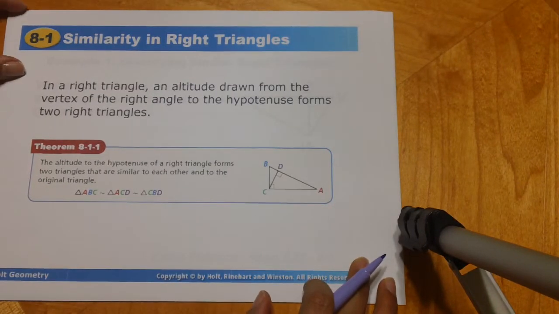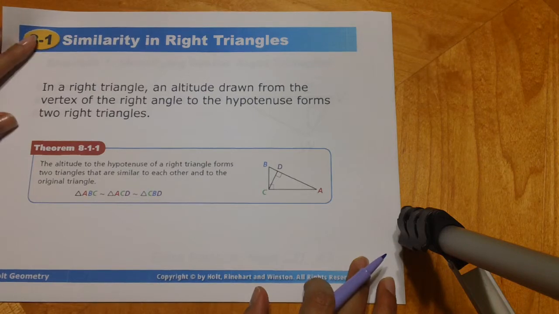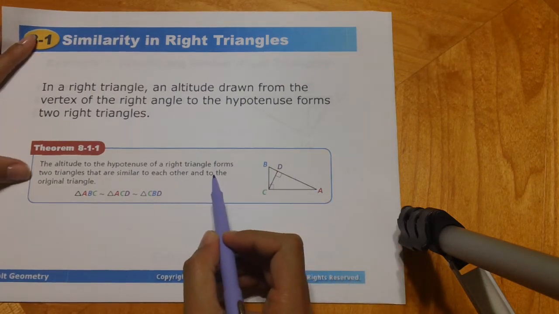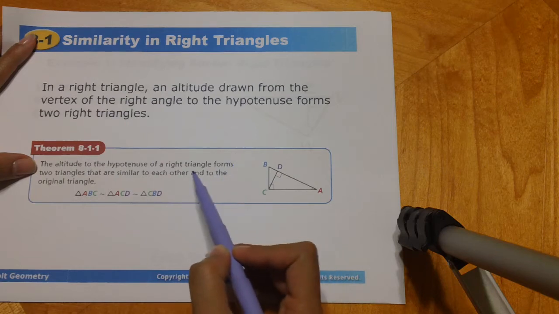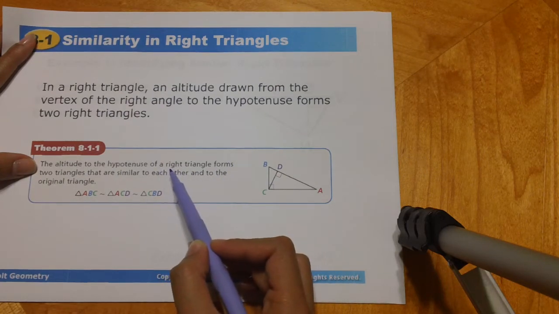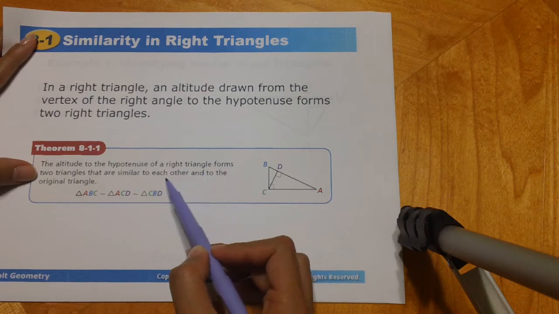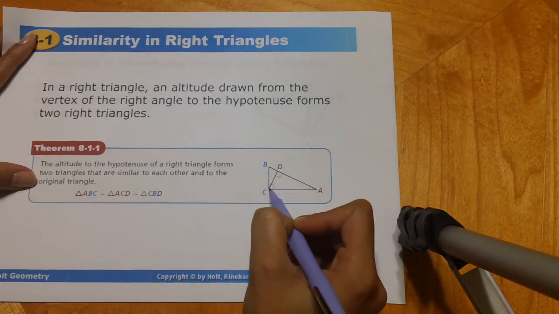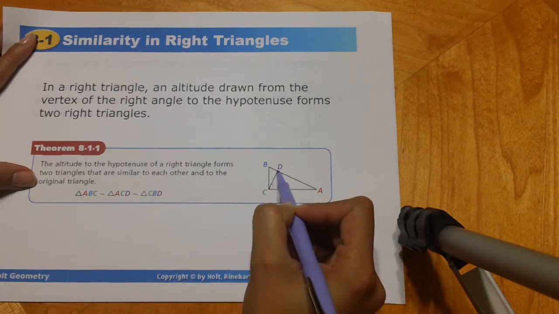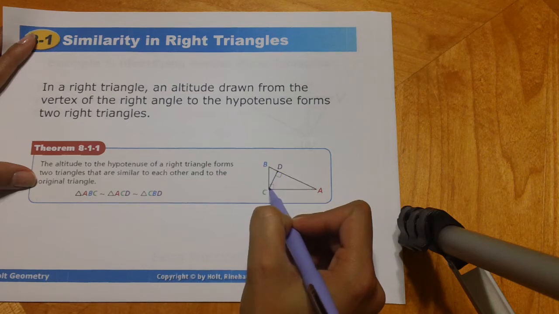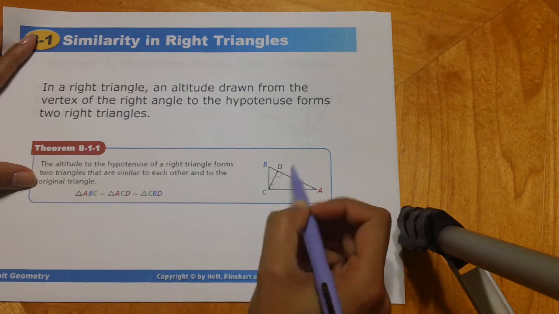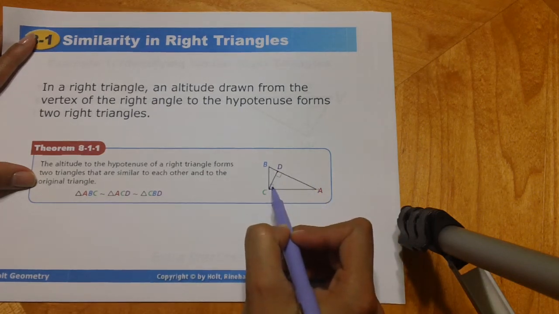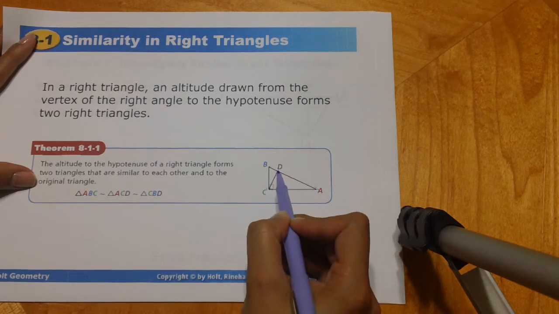So here's your first theorem. It doesn't have a name, but on a test or on a quiz you would just be asked to describe it or tell me what it says. This one is talking about the altitude to the hypotenuse of a right triangle forming two other triangles that are similar to the original one. So this right here is my altitude. It goes from the hypotenuse out to your 90-degree angle, and it creates two smaller triangles that we're going to look at more closely. So ABC is similar to ACD and CBD.